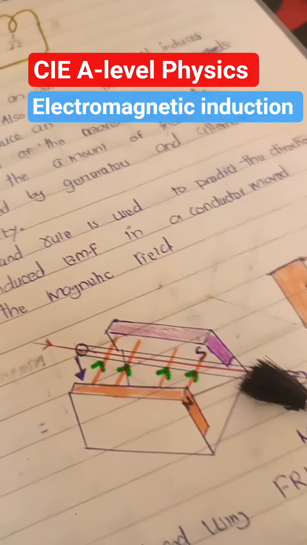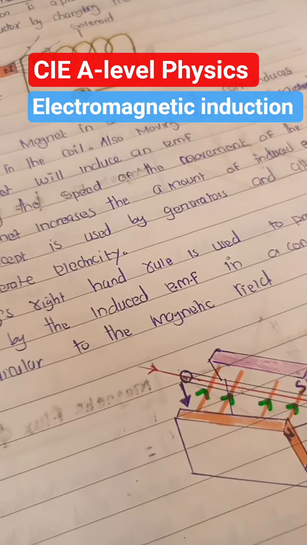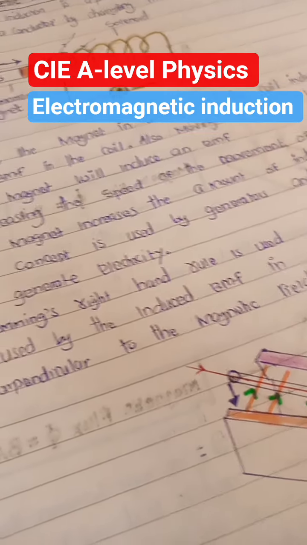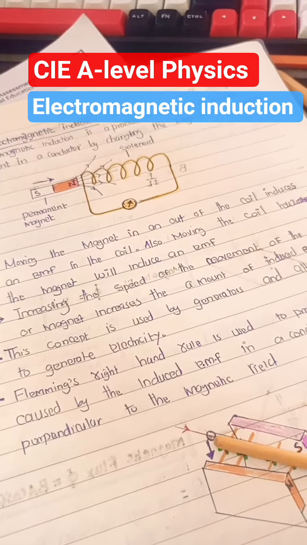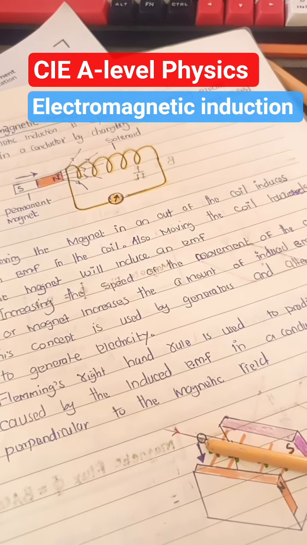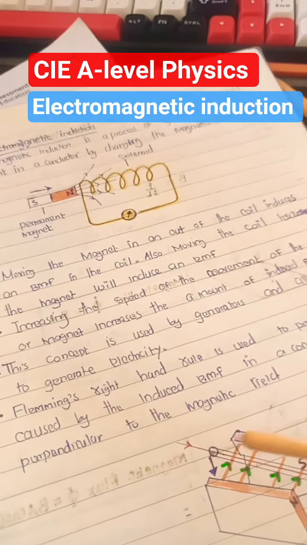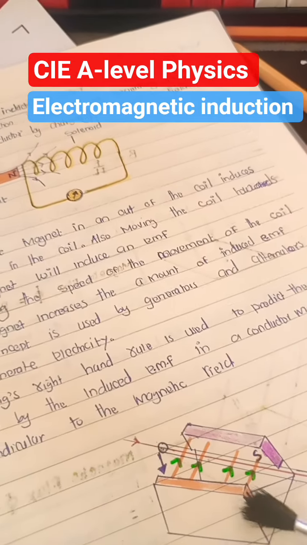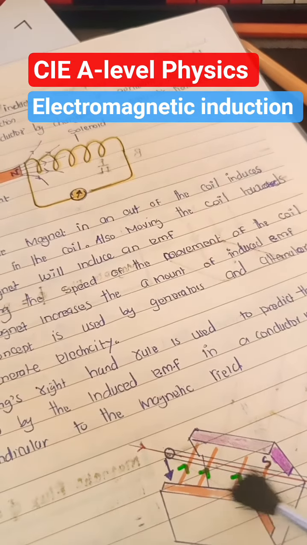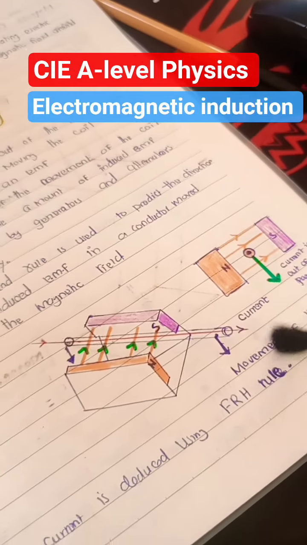Or if you move a conductor in such a way that you pull it downward into this particular magnet so that it can cut this magnetic field, as the conductor cuts through the magnetic field, an induced EMF is created in that particular conductor, and then you can predict the direction of the induced EMF using Fleming's right hand rule.